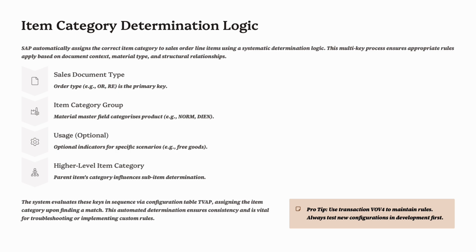Why it's important in projects. Most item category issues occur because the Material Master has the wrong item category group. The order type is not assigned correctly. BOM structures aren't configured. Usage is missing in special cases. If an item behaves incorrectly, wrong pricing, wrong delivery relevance, wrong billing logic, the first thing a consultant checks is item category determination. This logic is the key to understanding how SAP processes every single item in SD.